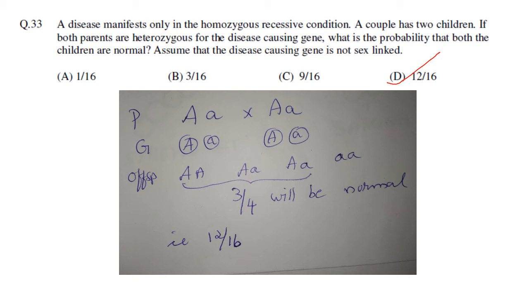So these are the heterozygous parents. They will produce the gametes A and a. Then offsprings will be capital A capital A, capital A small a, capital A small a and 2 small a. That is 3/4 of the individuals will be normal. So you will be getting 3/4 only in option D, that is 12/16. So answer is option D, 12/16.